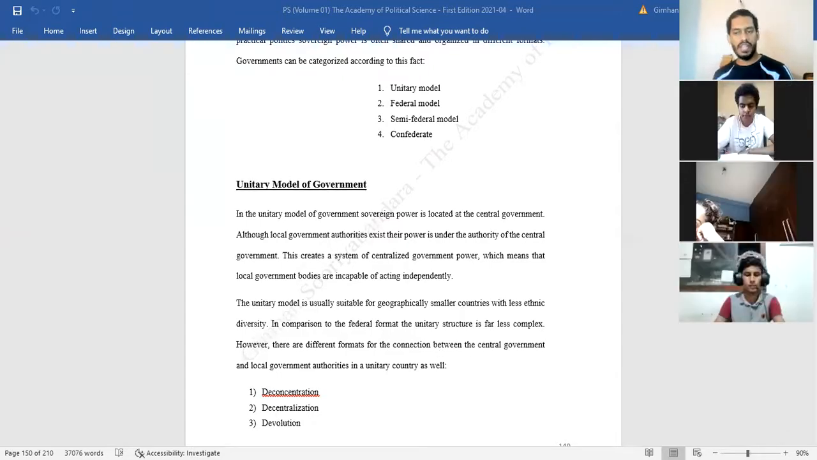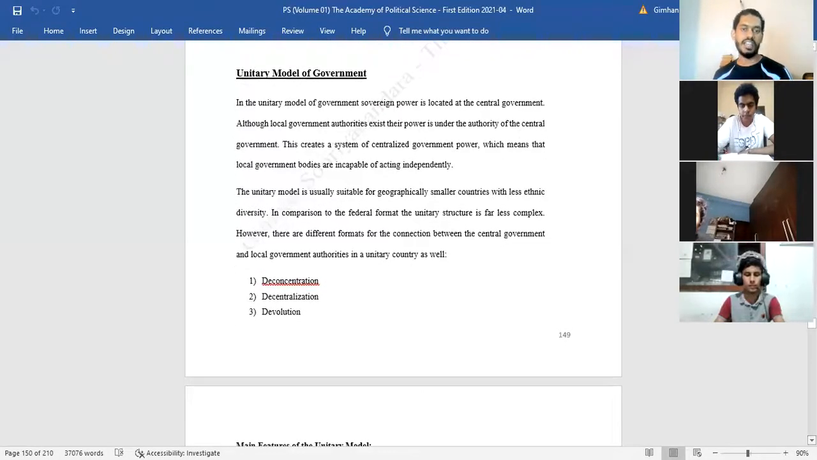However, you need to keep in mind, guys, even in a unitary country, they still use certain methods to make sure that the center does not have all the powers. Right? They use different methods. What are the three methods? These three you need to memorize.